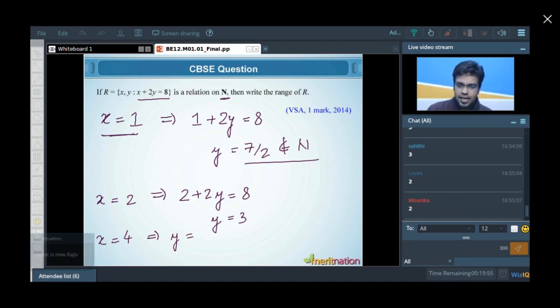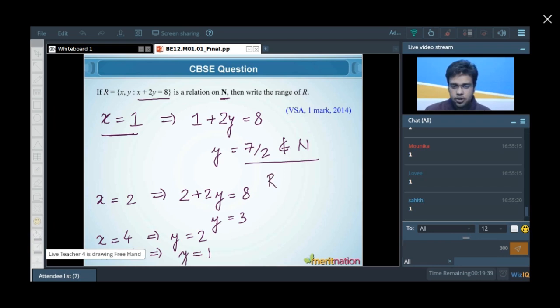If I take x to be 4 now, what will be the value of y? 2. Exactly. Very good. And if I take x to be 6, what will the value of y be? 1. Absolutely correct. So the value will be 1. Now, for writing the range of R, what will that be? It will be y belongs to 1, 2 and 3. Right? Just 3 elements.